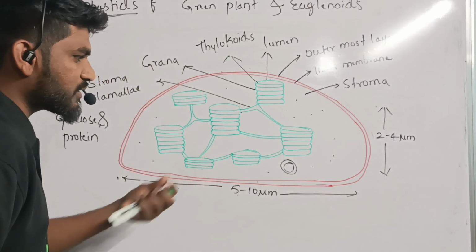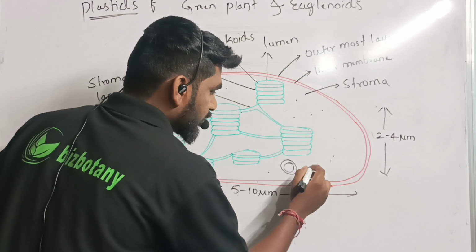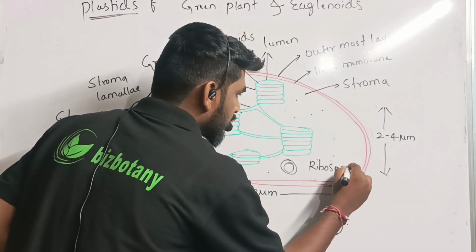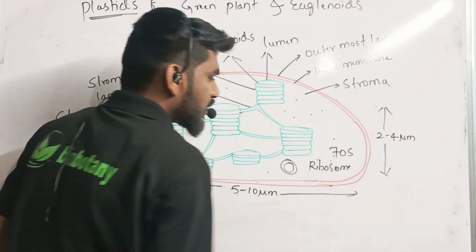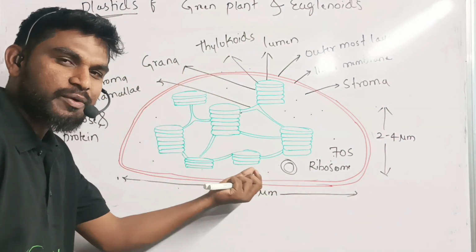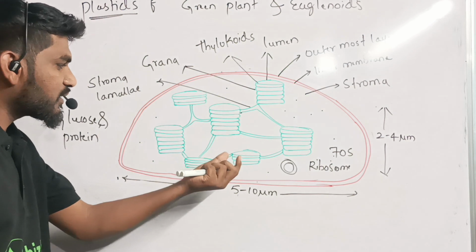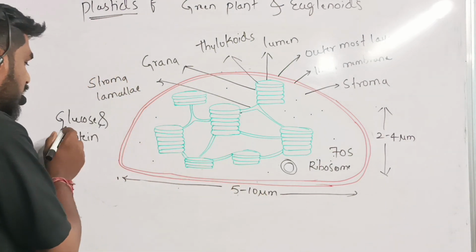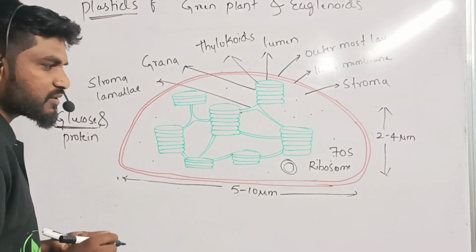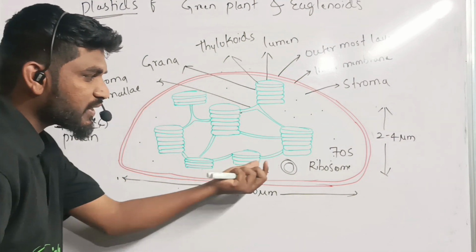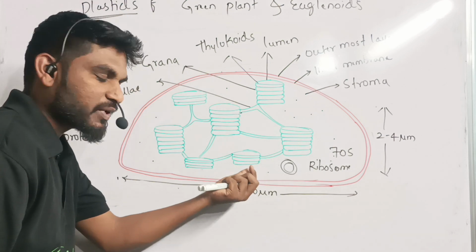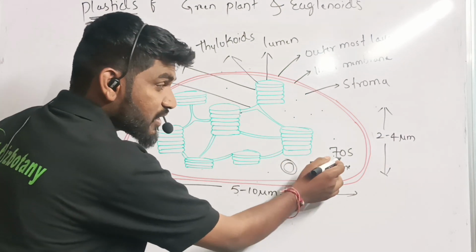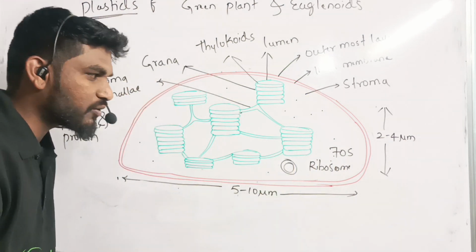It also contains some ribosomes. They are 70S ribosomes, also present in the stroma of the chloroplast. Why are they here? Because the many enzymes which are required for glucose carbohydrate synthesis are produced inside the chloroplast only. That's why circular DNA and 70S ribosomes are present, just like in the prokaryotes.